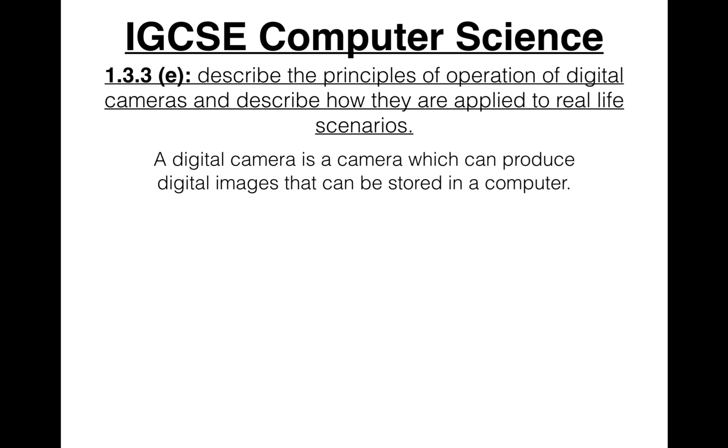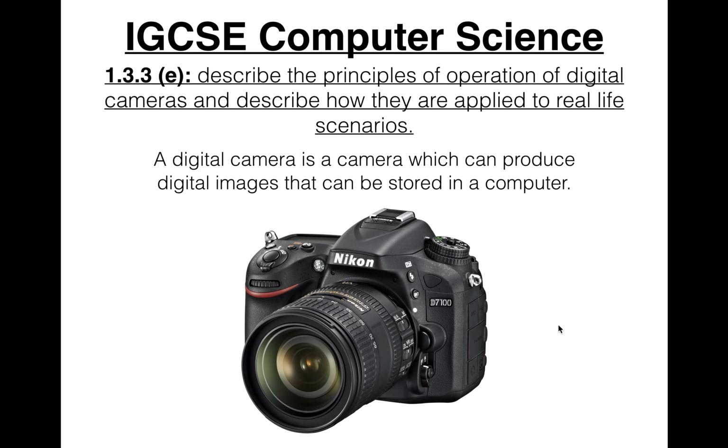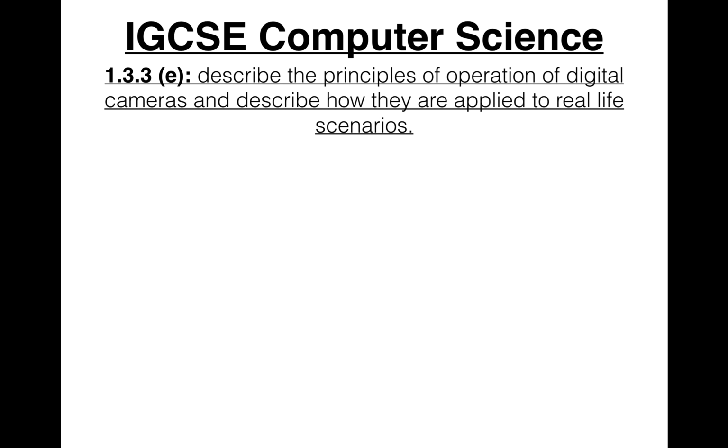So digital cameras are pretty easy because most people have them. If you don't know what it is, a digital camera is a camera which can produce digital images that can be stored in a computer. So it could look something like this, but also if you have a phone or tablet or computer, those are examples of digital cameras as well.